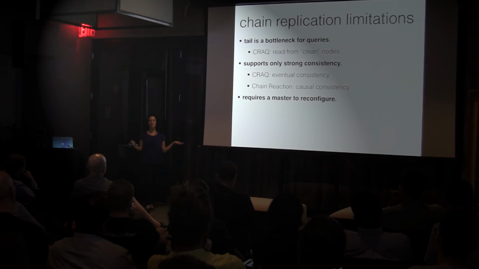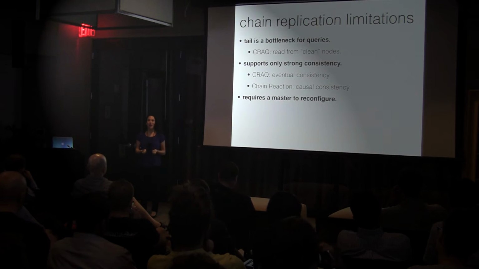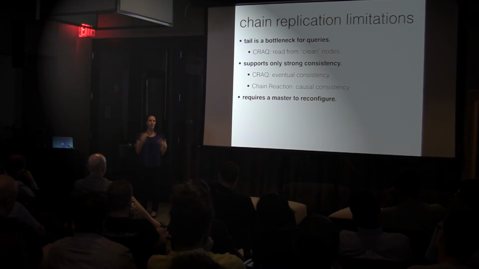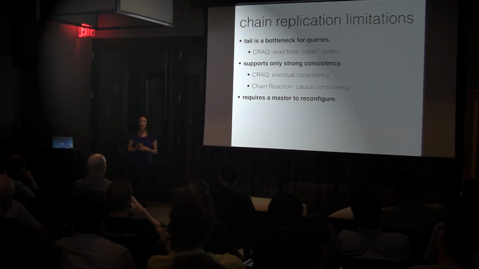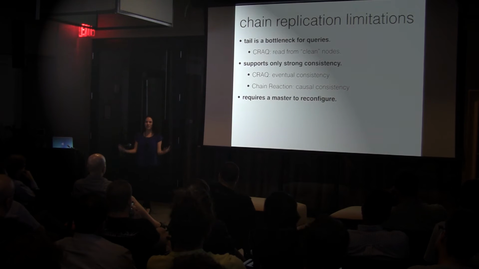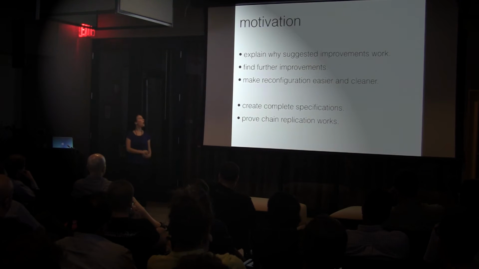And the third one is about reconfiguration. In a lot of papers, reconfiguration is swept under the rug because it's not really easy to do in chain replication. You need a master, you need a good failure detector. So we wanted to get rid of the necessity of at least having the master, so the nodes themselves can reconfigure the chain. So today I'm basically going to be talking about these.